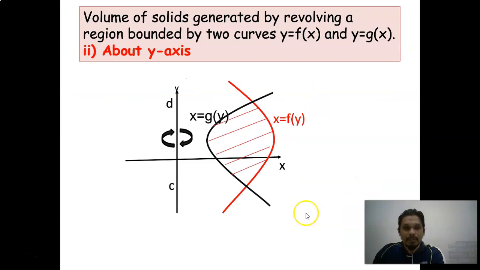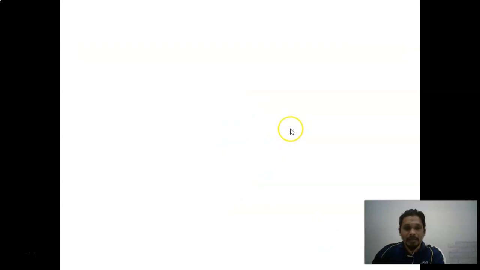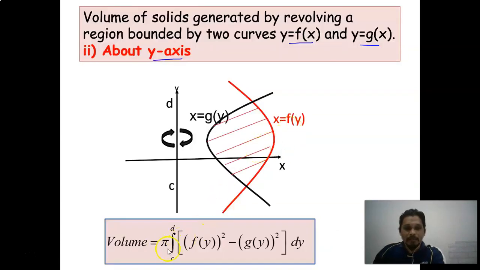Also, here we are revolving the two curves y equals f(x) and y equals g(x) about the x-axis. And this is it, the volume. I'll put the formula of the volume here.